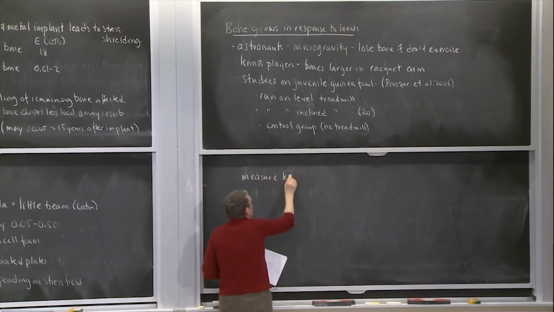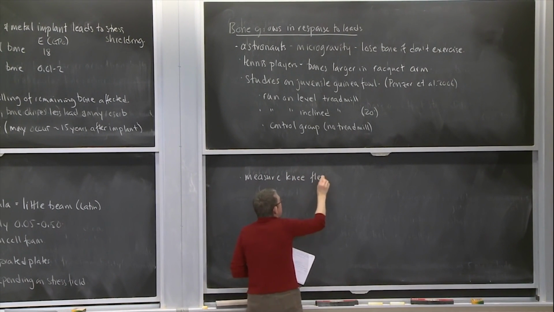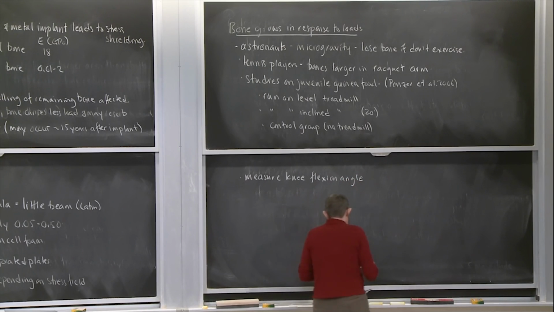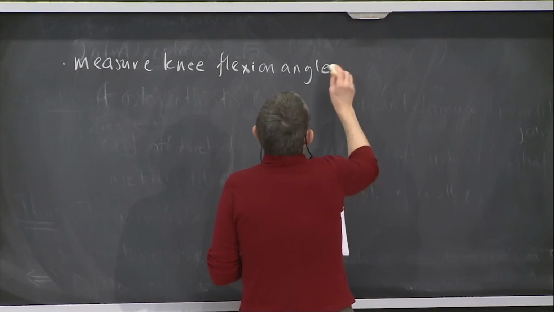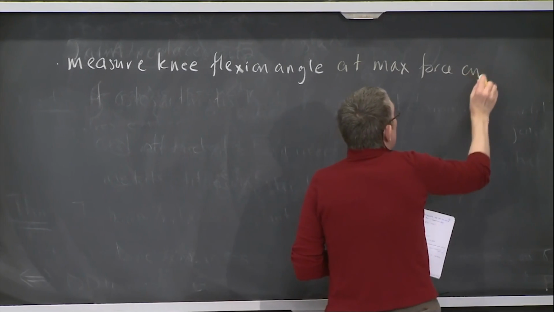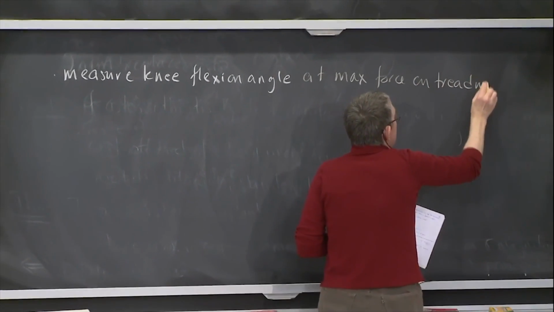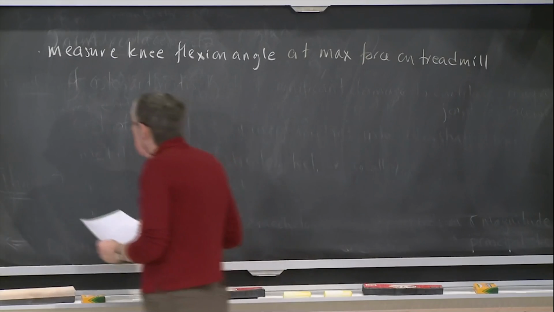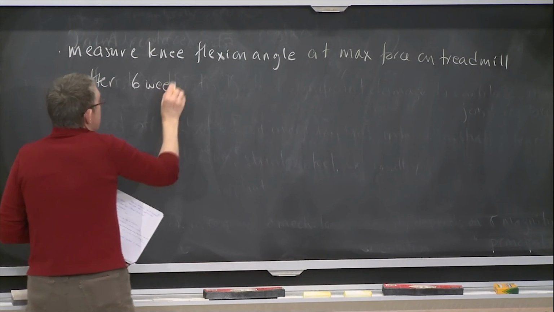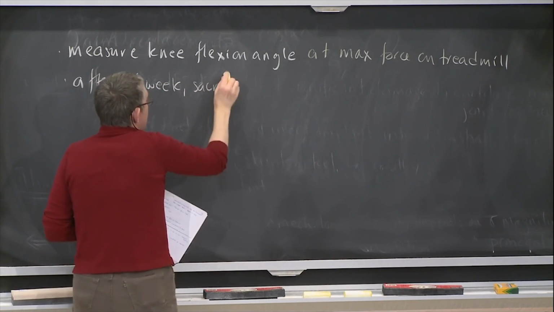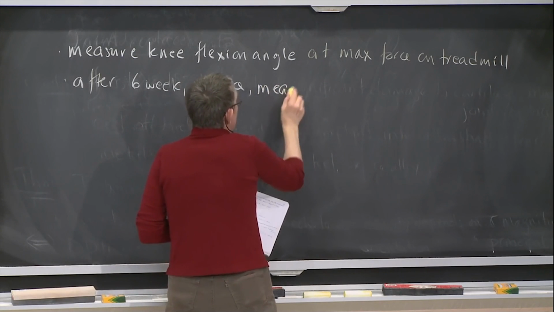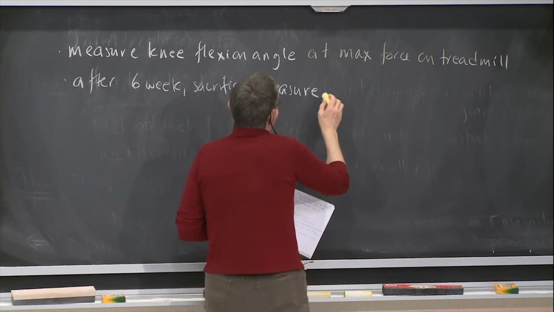And then they measure the angle at the knee at the moment of peak force on the treadmill. And after 6 weeks, they sacrifice the guinea fowl. And they measure the orientation of the peak trabecular density.